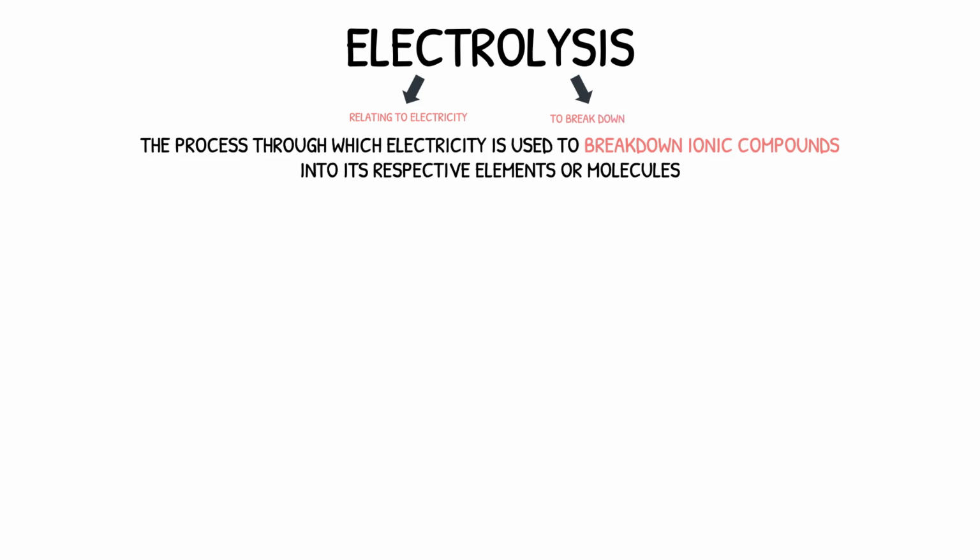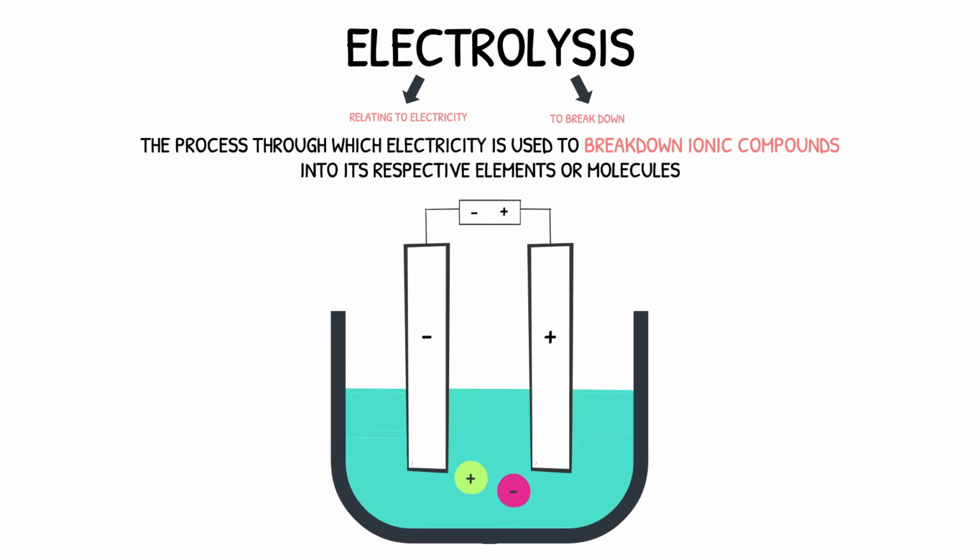The equipment for this process would look something like this. Here, we have a beaker containing the electrolyte. The electrolyte is the ionic compound that is being broken down. Now remember, this entire process is dependent on the use of electricity, and electricity cannot flow through an ionic compound when it is in solid form. Because of this, the electrolytes must be molten or dissolved in water for electrolysis to be successful.